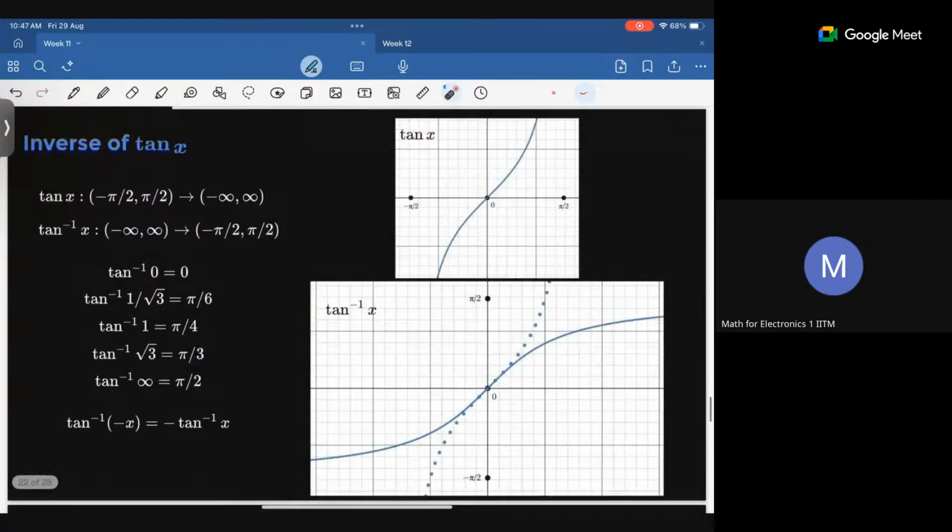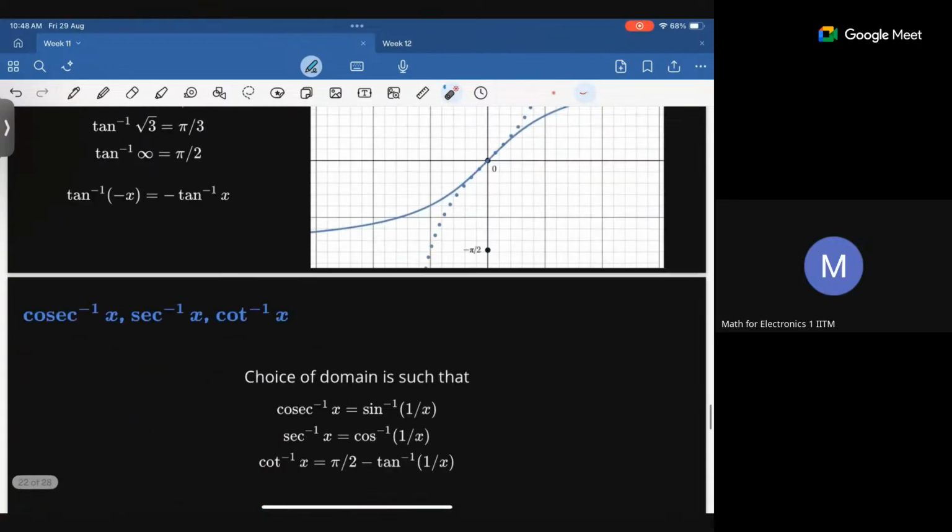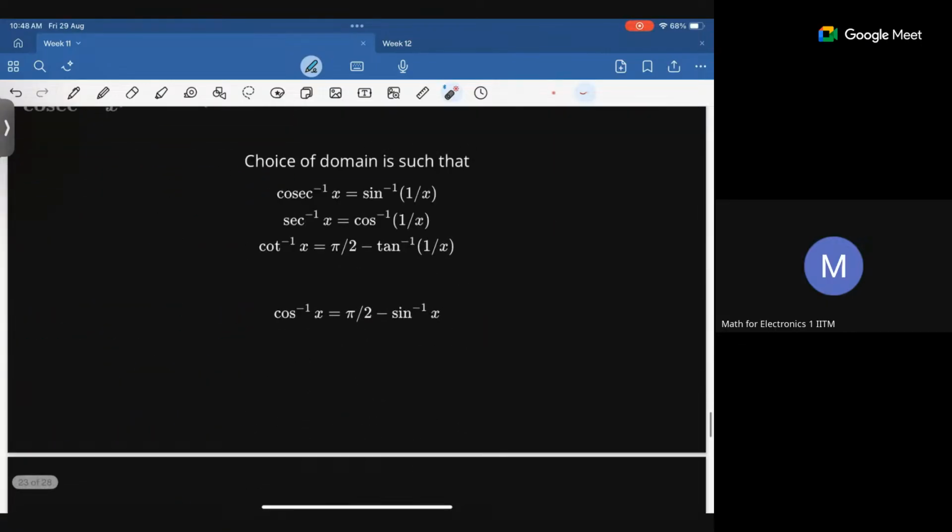Alright, so similarly there will be an inverse of tan also. It is called tan inverse of x. Tan x will go from minus pi by 2 to pi by 2 to minus infinity to infinity. And tan inverse x will have domain to be the whole real numbers and the codomain to be minus pi by 2 to pi by 2. Okay, and these are the standard values, and again tan inverse x is an odd function. So tan inverse of minus x will be minus tan inverse of x.